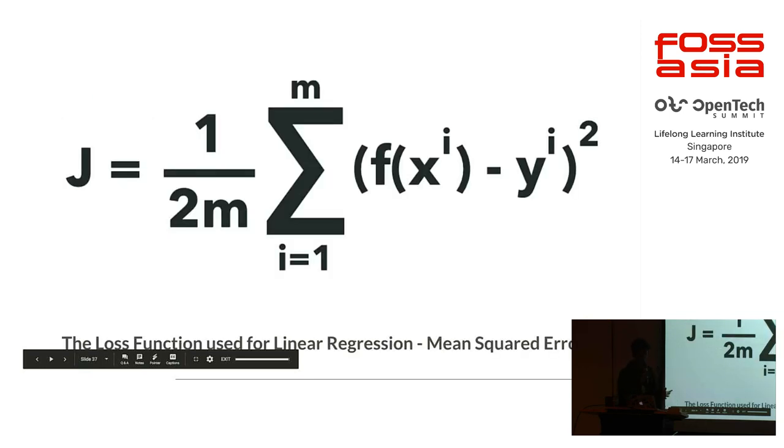So yes, this is the loss function. It may look scary, but all it does is take the difference of f(x) and y, where f(x) is our line and y is the real value. We take the difference and we square them. And this thing over here, we call sigma notation.